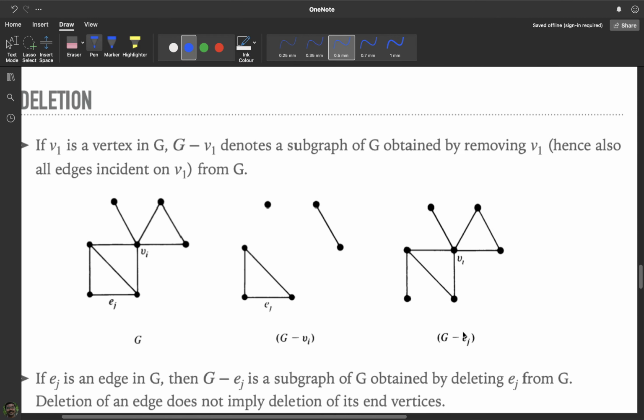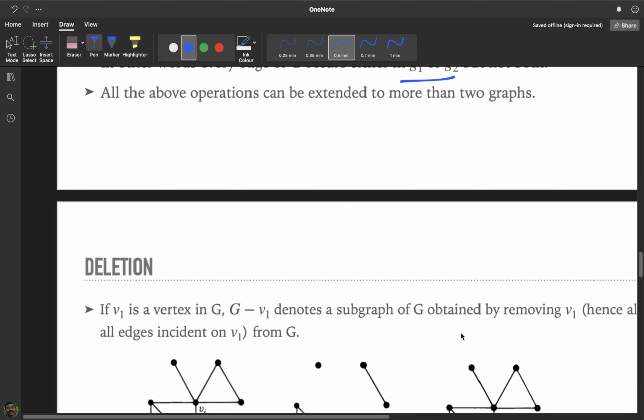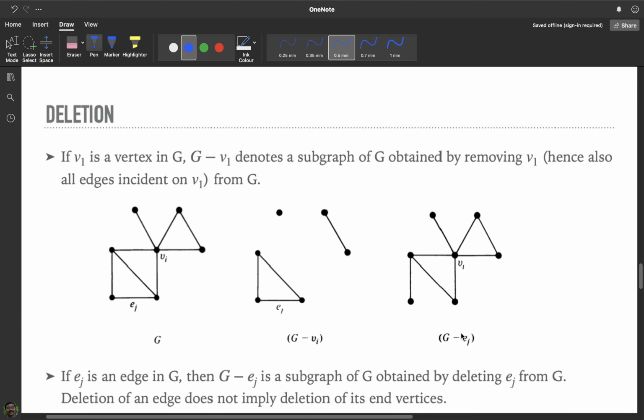Some more interesting concepts related to operations on graphs are deletions. You can delete a vertex from a graph, you can delete more than one vertex, you can delete a subgraph, you can delete an edge. These concepts will be coming now. So let us discuss deletion of a vertex. Suppose I want to delete this vertex V1. If I delete it, what will happen? All the edges which are incident on that vertex will also be deleted from that graph.